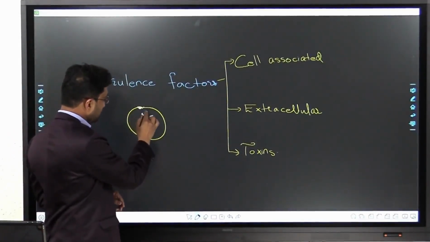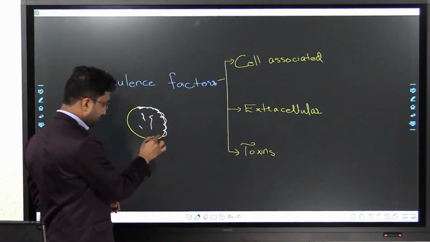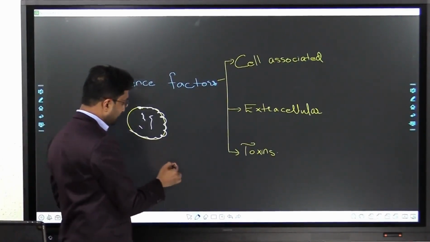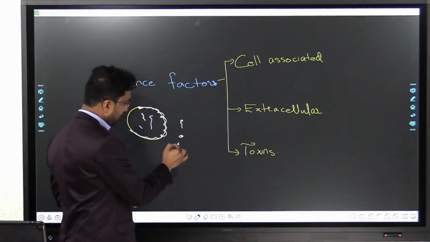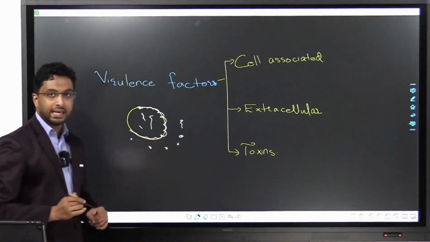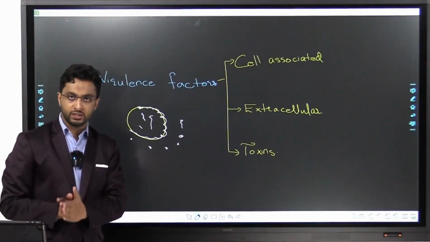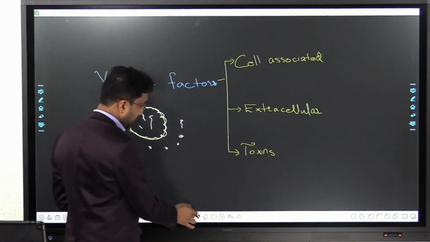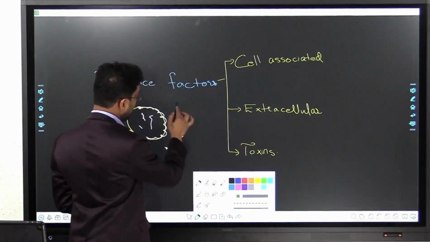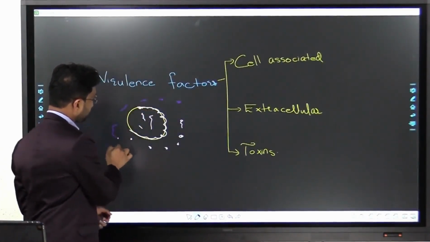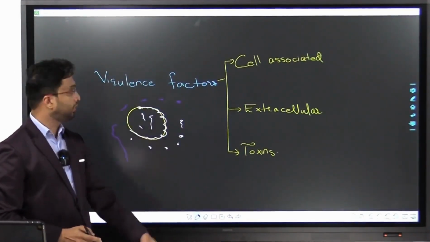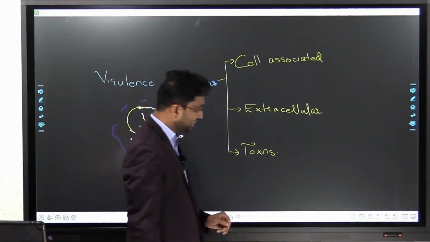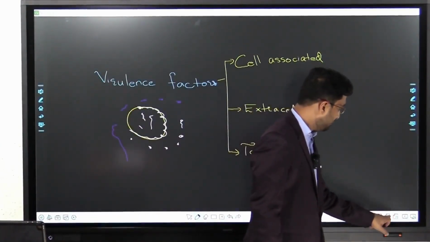Or maybe just attached to a cell there is something more importantly. Okay, cell or cell wall. Then we have extracellular, something outside, maybe enzymes. They secrete some enzymes outside, and these enzymes play a role. The third is toxins, much more dangerous. Toxins are coming out. So three types: cell associated, extracellular, and toxins. Let us see one by one what they are.